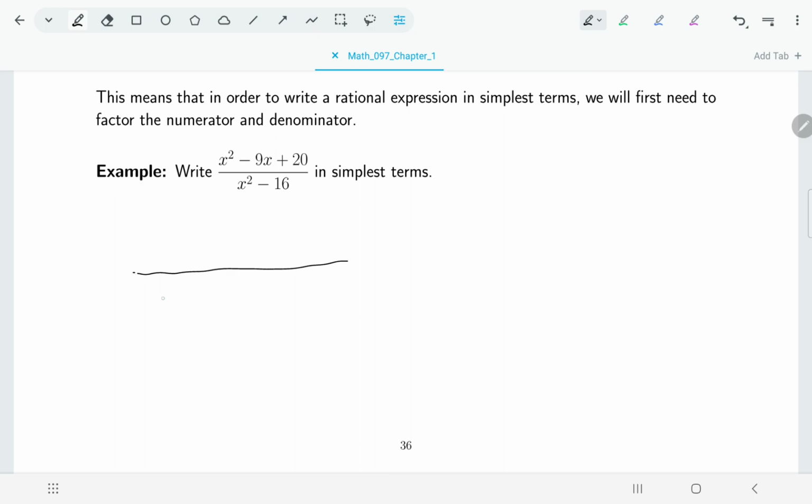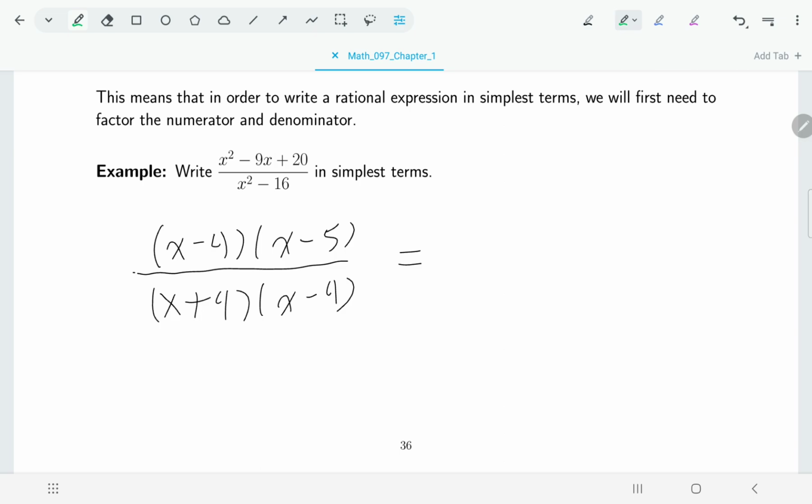The denominator is a nice little difference of squares. x squared is a perfect square, as is 16. So x minus 4, x plus 4 is how I'll factor the bottom. And for the top, I need numbers that multiply to 20 and add up to -9. And that looks like -4 and -5 to me. So x minus 4, x minus 5. And I can see now that I've got a factor in common. There's x minus 4 that's a factor in the top and also in the bottom. So those can be canceled, leaving me with just x minus 5 for the numerator and x plus 4 for the denominator.